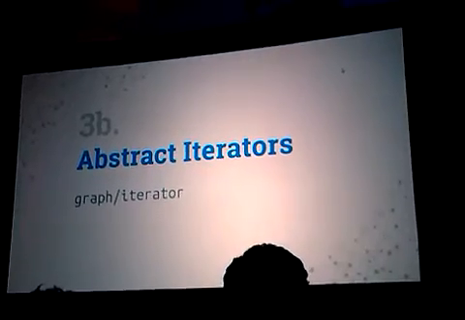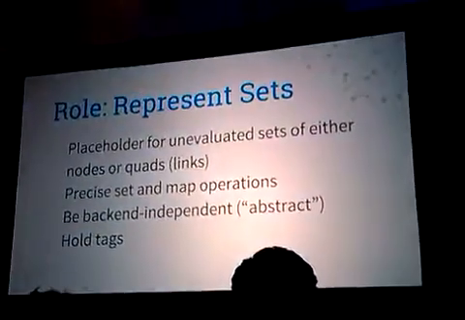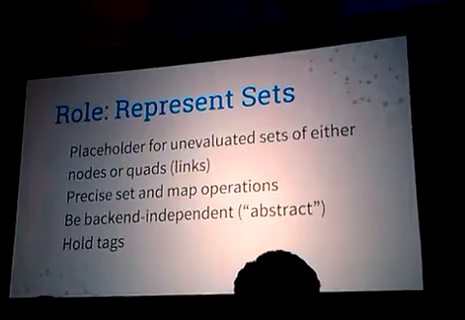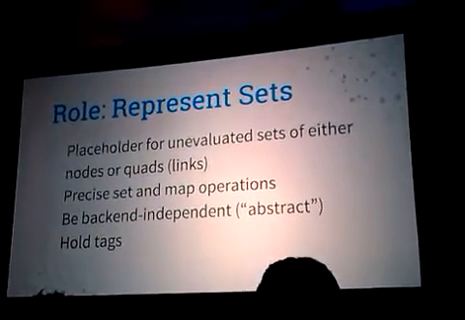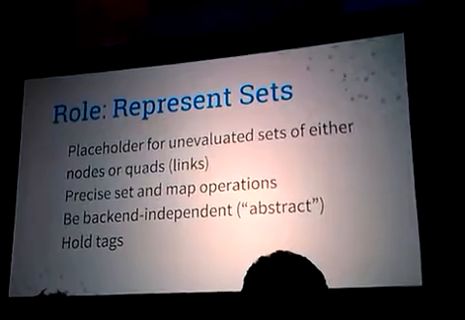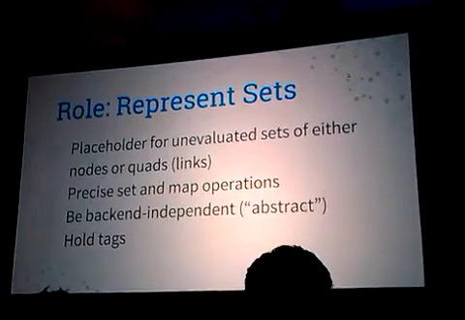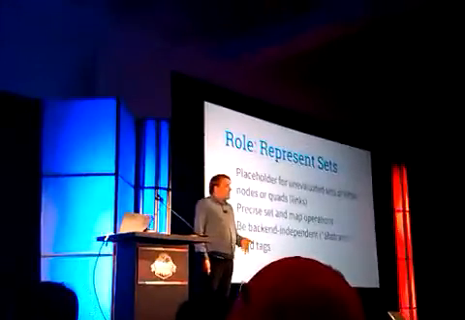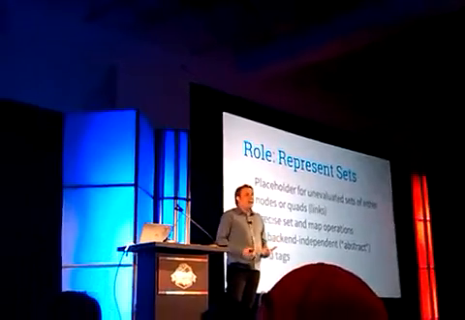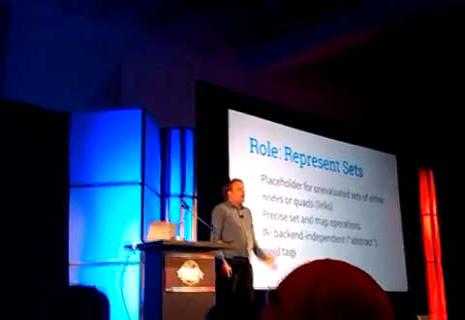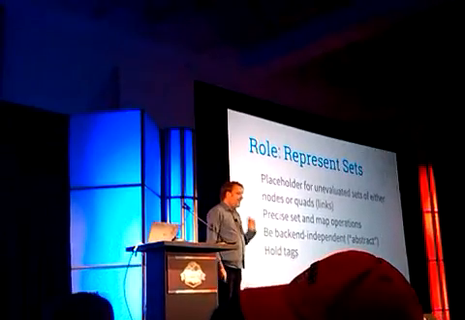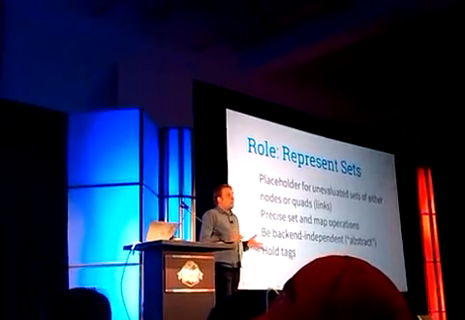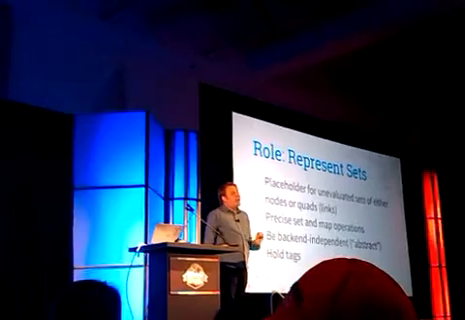So abstract iterators are really just placeholders for sets. They're unevaluated sets. They're sets that represent some amount of data that is yet to exist, and could materialize at all, but it's about to be evaluated. They represent either nodes or links, and we want to be able to have very precise operations on them. If you know set theory, set operations are kind of an important thing here, and also it's abstract because it is not tied to any particular backend.